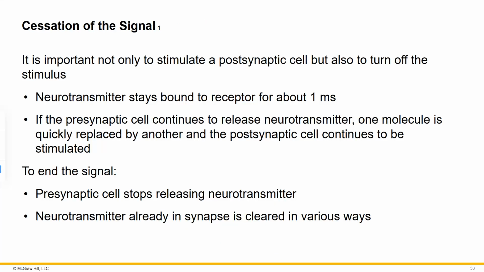Cessation of the signal. At some point we've got to stop the signal. It's important not only to stimulate it, but also to turn it off. The neurotransmitter stays bound to the receptor for about 1 millisecond. If the presynaptic cell continues to release neurotransmitter, one molecule is quickly replaced by another, and the postsynaptic cell continues to be stimulated. To end the signal, the presynaptic cell stops releasing neurotransmitter, and the neurotransmitters that are already in the synapse have to be cleared in various ways.